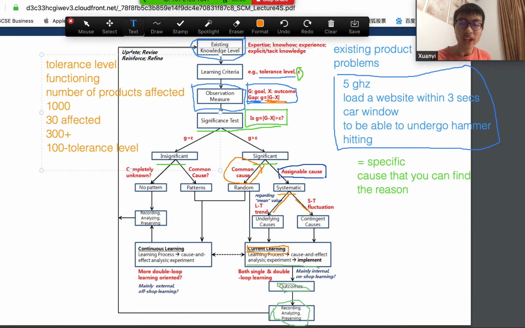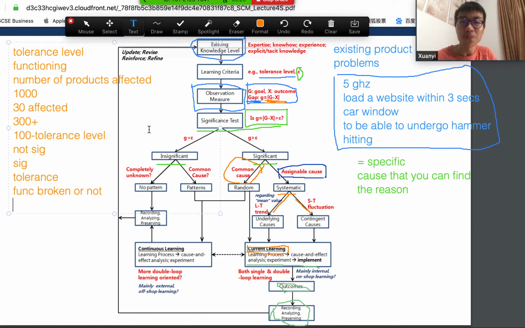So this is a way we can set that up. Moreover, we can also set it by how the functioning is affected. If it's a small function that does not affect many features, we can say it's not significant. But if the function is really severe, or it is a really important function that is broken, we definitely say the problem is significant. So the tolerance range can be whether a significant function is broken or not. These are some ways we can identify and set our tolerance level.